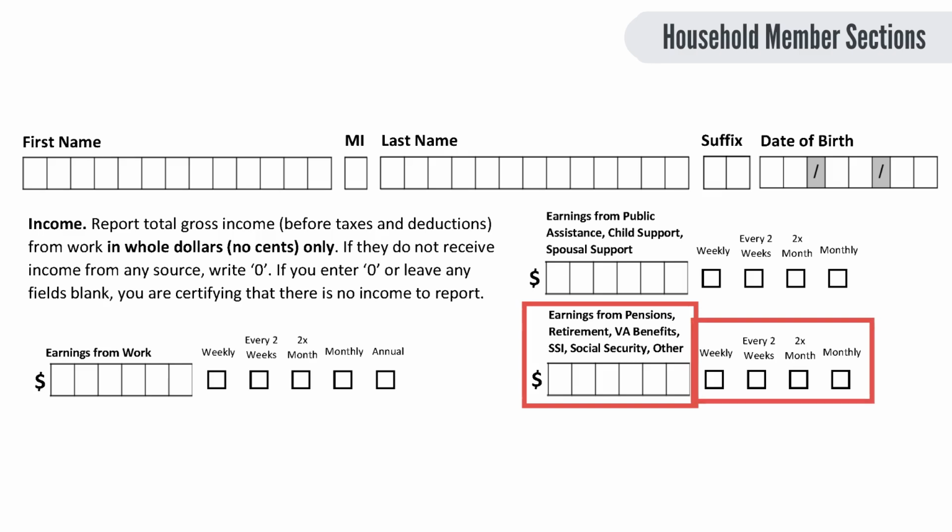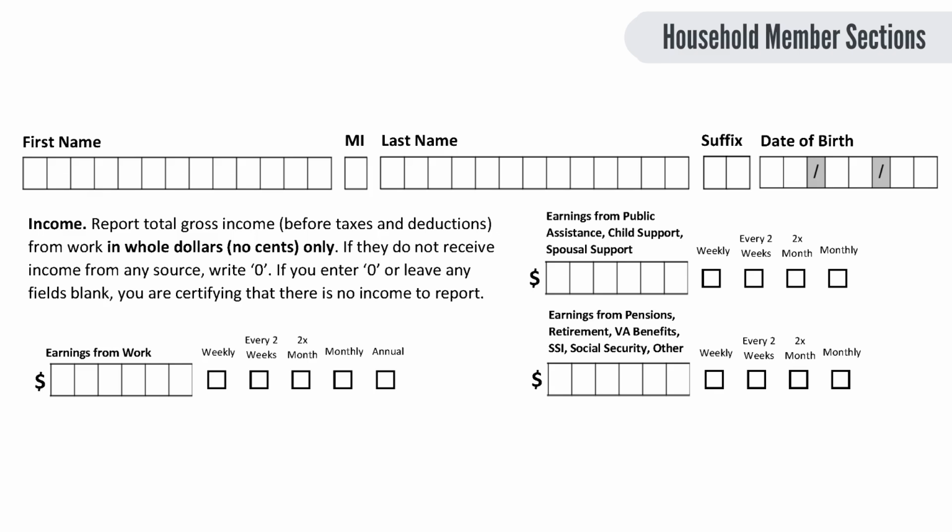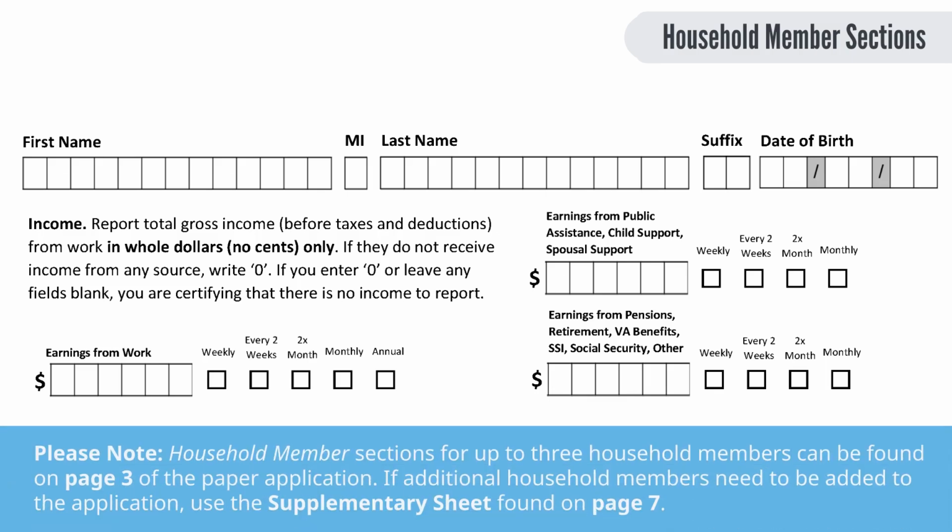Then check the box that represents how often the household member receives income from pensions, retirement, VA benefits, SSI, Social Security, or other. Repeat these steps for each household member within each additional household member section. Please note, household member sections for up to 3 household members can be found on page 3 of the paper application. If additional household members need to be added to the application, use the supplementary sheet found on page 7.